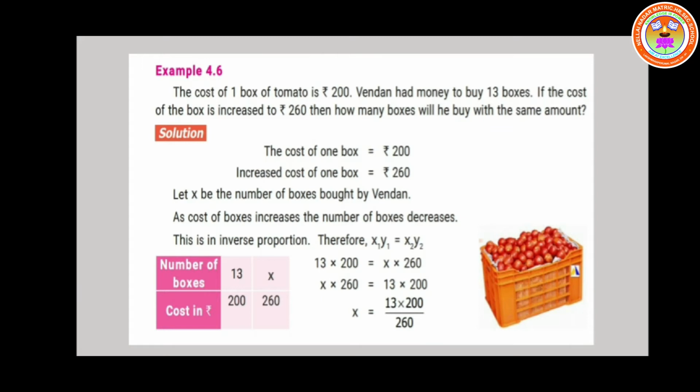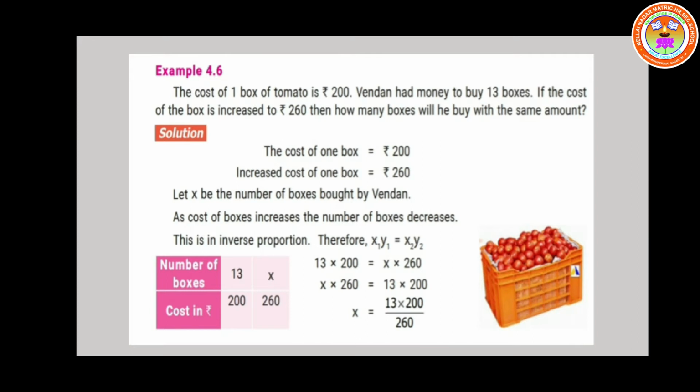Therefore, x1 y1 is equal to x2 y2. You just draw a table. Number of boxes is 13, cost in rupees is 200. Now the cost is 260, so how many boxes will he buy, that we have to find. So 13 into 200 is equal to x into 260. So x into 260 is equal to 13 into 200.